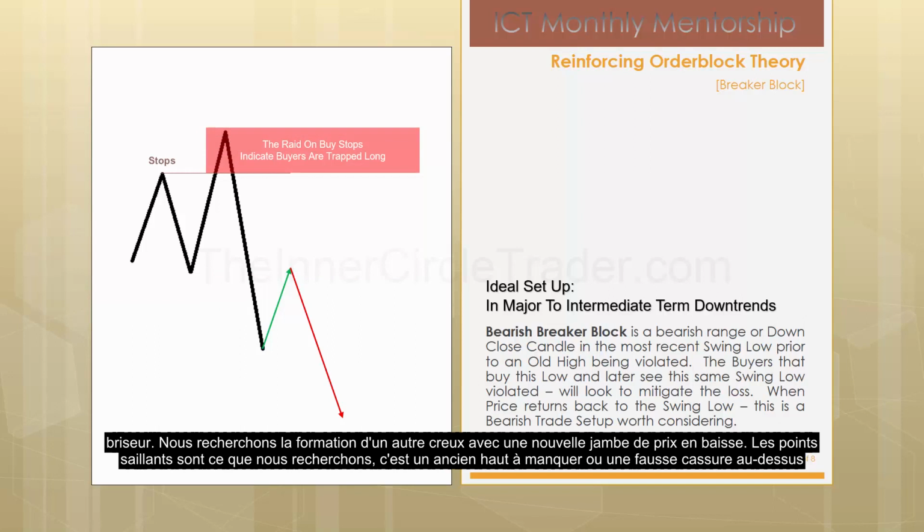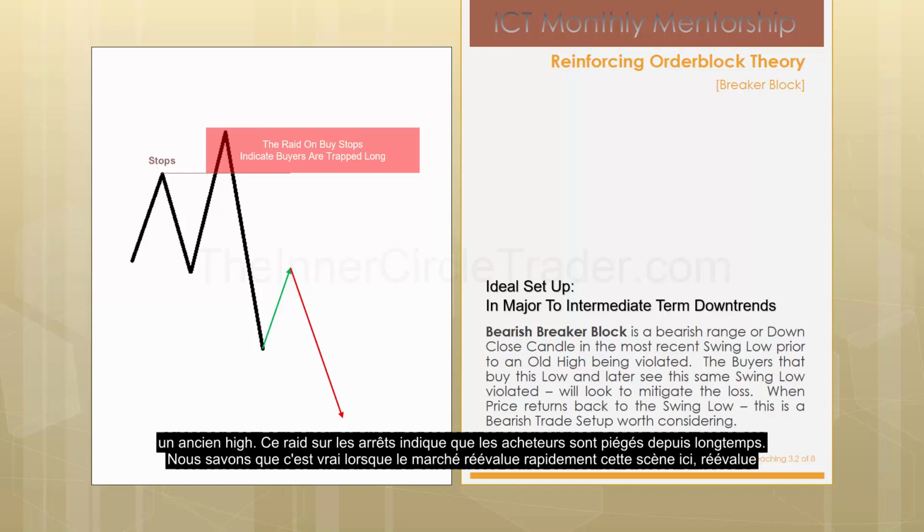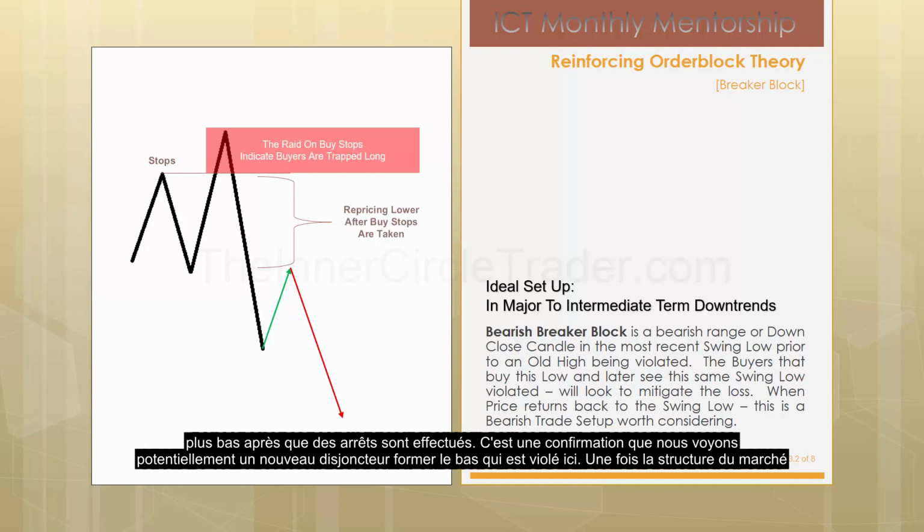The salient points are what we're looking for is an old high to be run out or a false break above an old high. This raid on buy stops indicates buyers are trapped long. We know this is true when the market quickly does a repricing. That's seen here. Repricing lower after buy stops are taken is a confirmation that we are potentially seeing a new breaker forming.